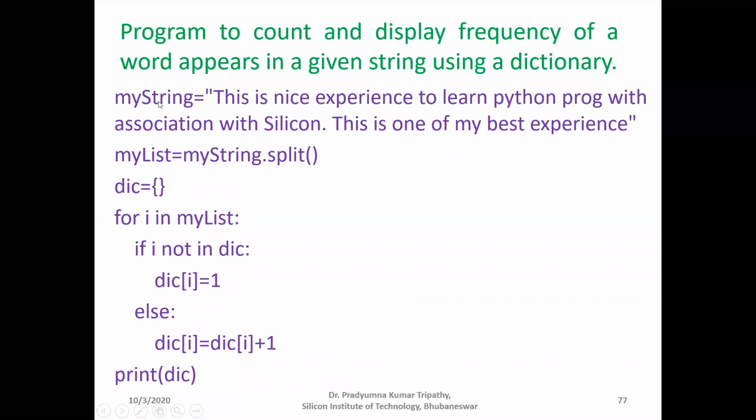Just see over here, this is the string. This is a nice experience to learn Python programming with Silicon. This is one of my best tips. Suppose this is my string. Experience occurs 2 times, and maybe some words might be occurring multiple times, right? This occurs 2 times, each occurs 2 times. In the same program, I have just applied split to that string, so it becomes a list, and then I will use the same logic over here. Is it understood or not? Yes, sir. Very good.